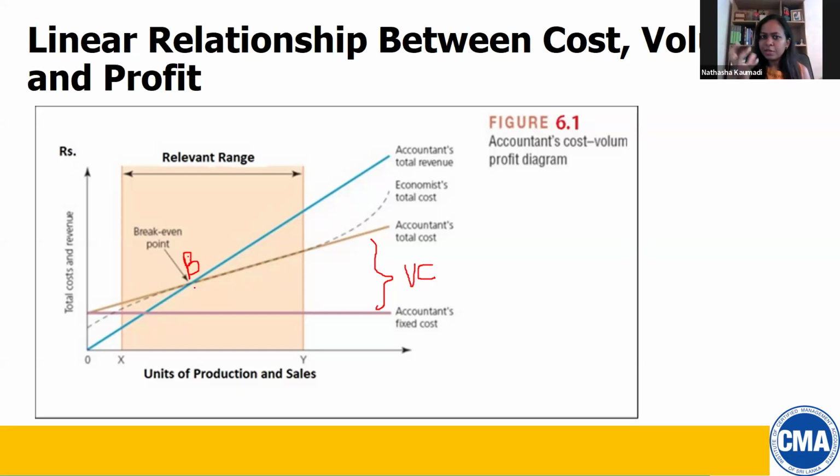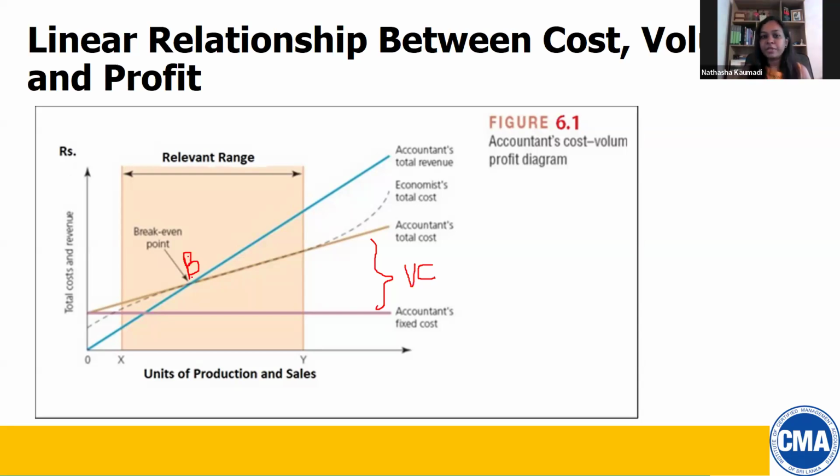Now, when total revenue is equal to total cost, do we have profits? No profits. Do we have losses? No losses. So point B is no profits, no losses. When the total revenue equals total cost, no profits, no losses.